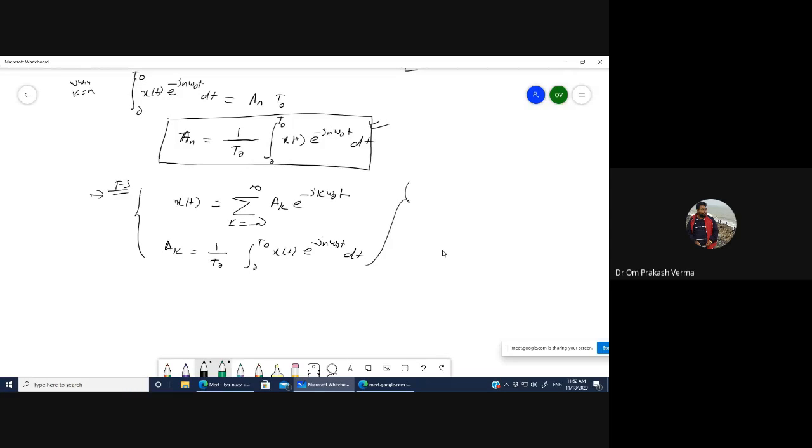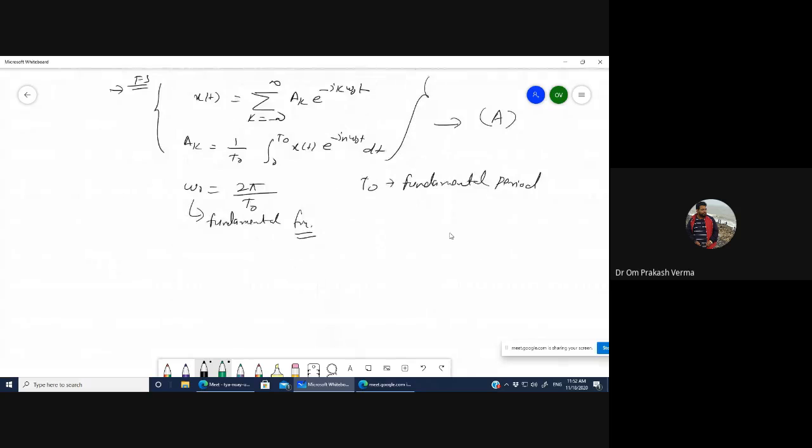So just see, this is the final equation. Let's say I'm representing this equation as A. This omega naught is nothing but the fundamental frequency, equal to 2 pi by T naught, where T naught is the fundamental period, and omega naught is the fundamental frequency, right? Now this equation A is very important.